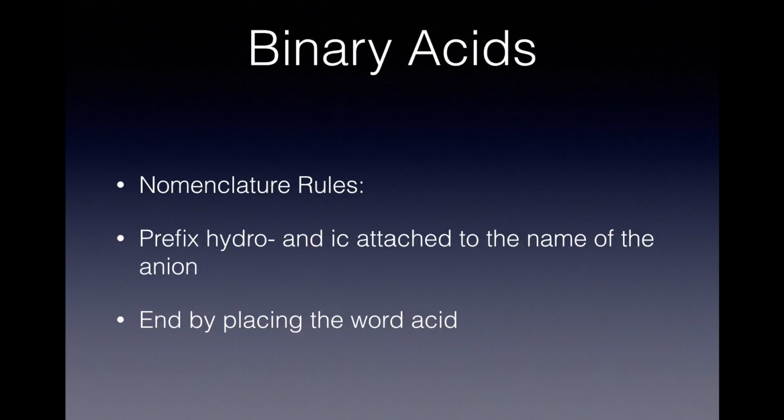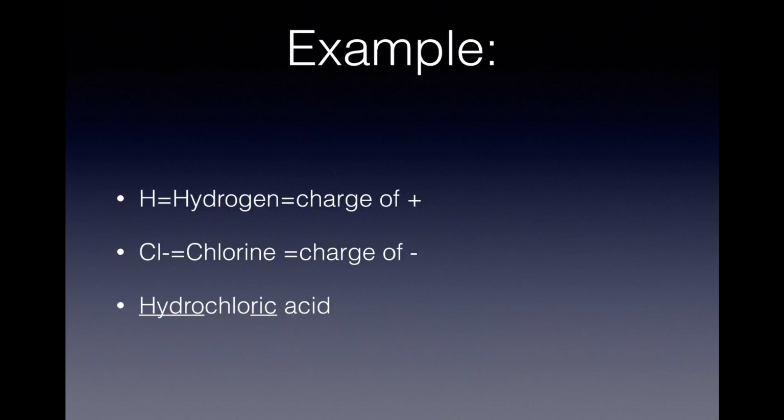For binary acids, you have to use the prefix hydro- because we're using hydrogen, then -ic at the end of the name, and attach the name of the ion. We're going to see this in the example below. And at the end, we place the word acid because it's an acid. For example, hydrogen, which has a charge of positive 1, and chlorine, which has a charge of negative 1, is hydro because of hydrogen, then chlor- for chlorine, with -ic. And because it's an acid, we put acid.